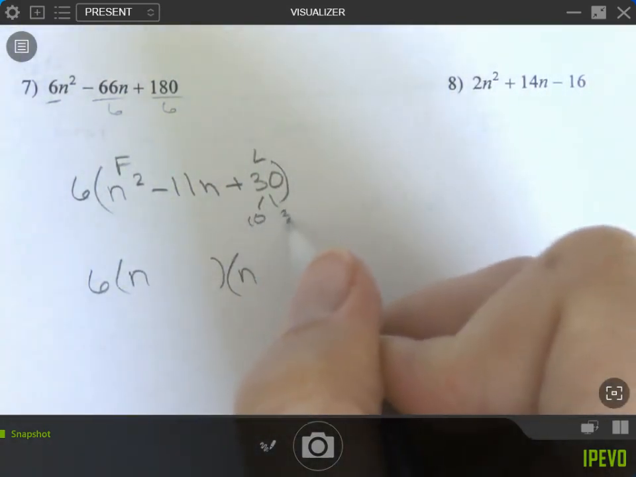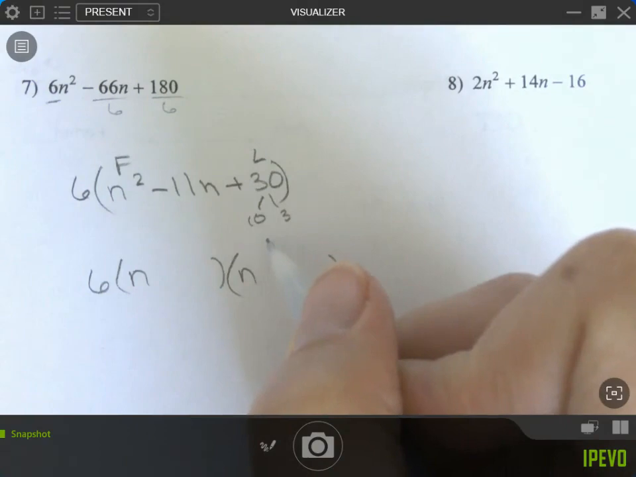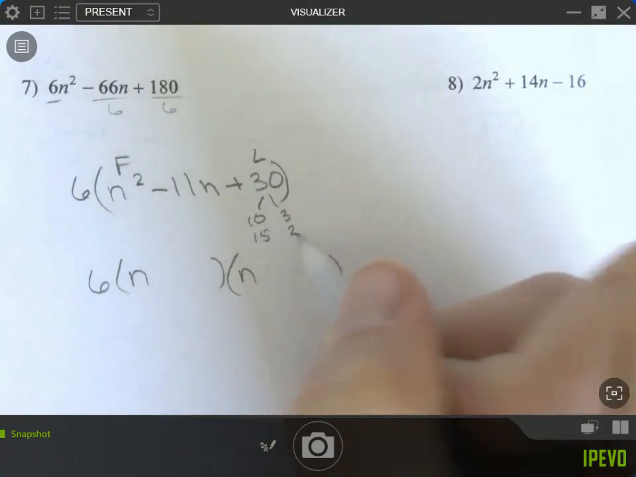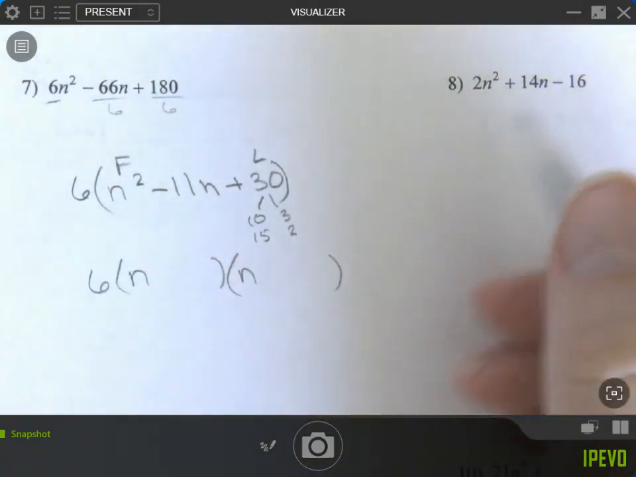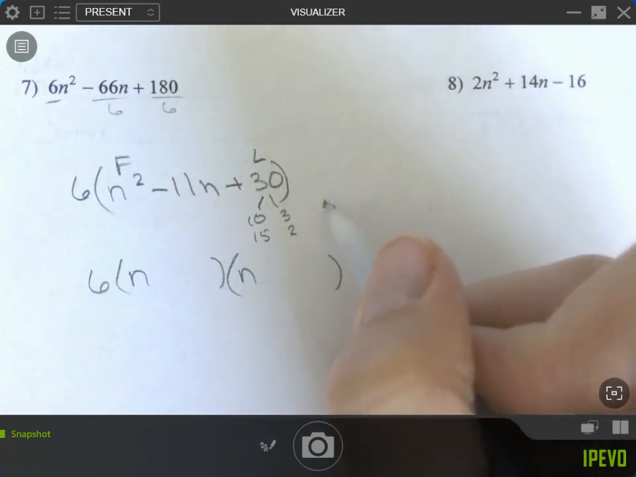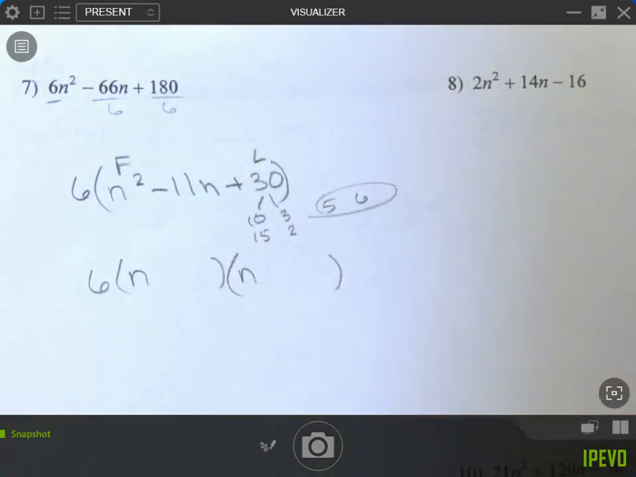10 and 3, that's 13. What else can I get? 15 and 2, that's 17. What else can I do for 30? 5 and 6. And guess what 5 and 6 add up to?